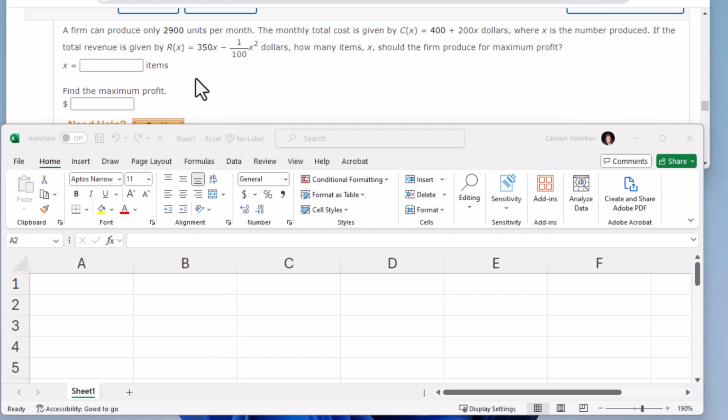Some can produce only 2,900 units per month. That will be a constraint on the solver conditions. The total monthly cost is given and the total revenue is given, and they're asking us to maximize profit.